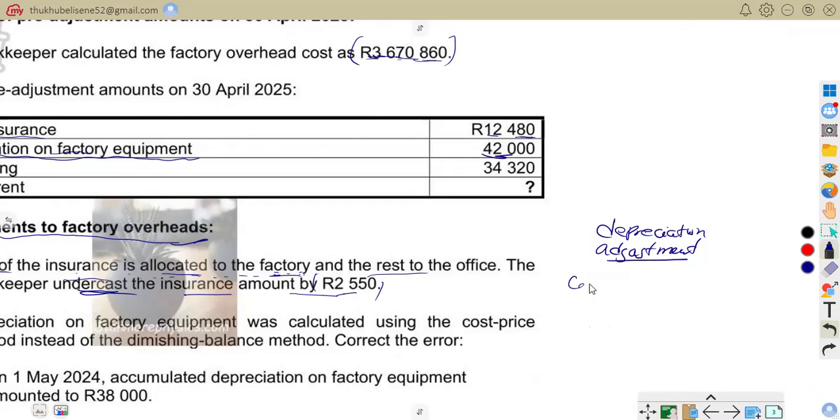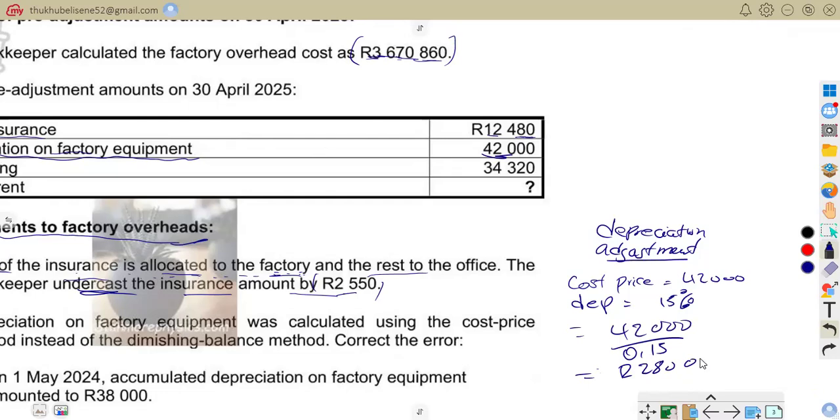We have our cost price, which is equal to 42,000. Then our depreciation is how much? Depreciation is equal to 15%. So it means you're going to say 42,000 divided by 0.15, which is our 15%. And this will give us 280,000. So that is that.